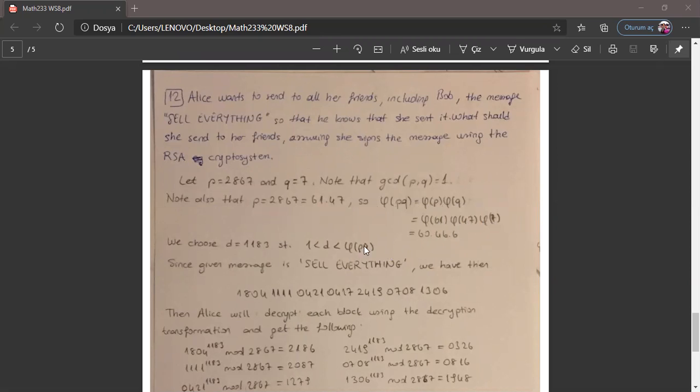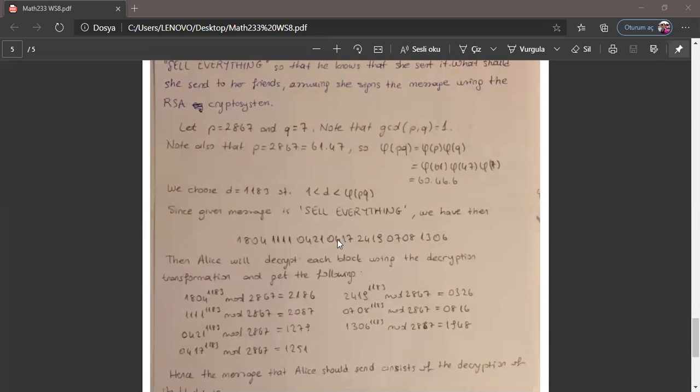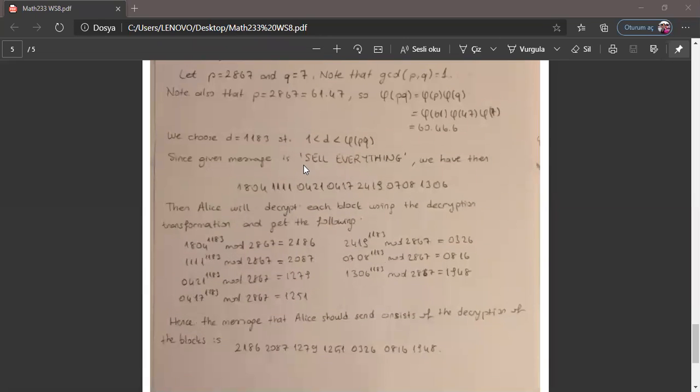Now, why do we compute it? Because these should be in between 1 and this number. Okay, you can also pick 0, it doesn't matter. So the given message is this. Okay, so for S we have 18, for E we have 04, for L we have 11, for L we have 11. So again, remark that we write them as 4-digit numbers. Okay, so we write everything in this form.